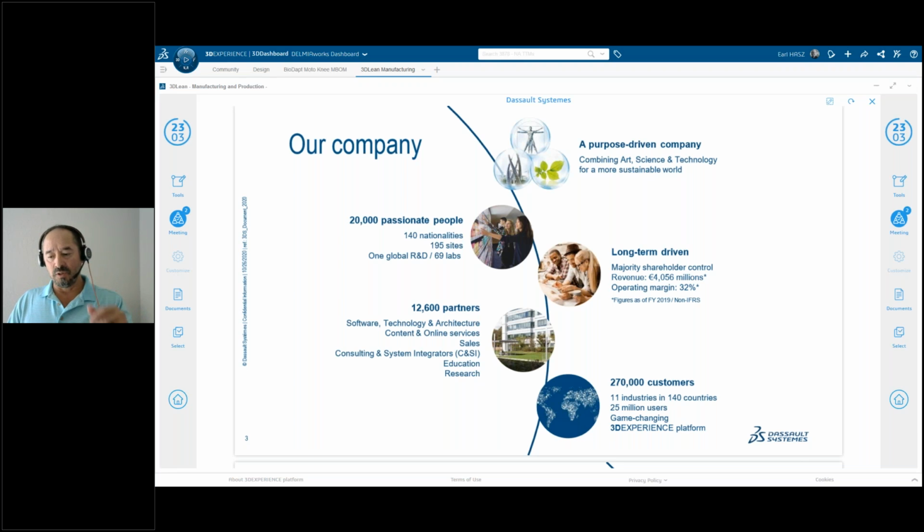across 69 laboratories worldwide. We continually partner with customers who are leaders in their industries on the cutting edge of technology, and we find these leaders everywhere. They are startups, small, mid-range, and large manufacturers alike. Our 12,600 partners expand our knowledge and reach in the areas of technology, sales and services, education, and research. And most importantly, our view is driven by a long-term strategy and long-term investment, enabling us to remain one step ahead of the competition.